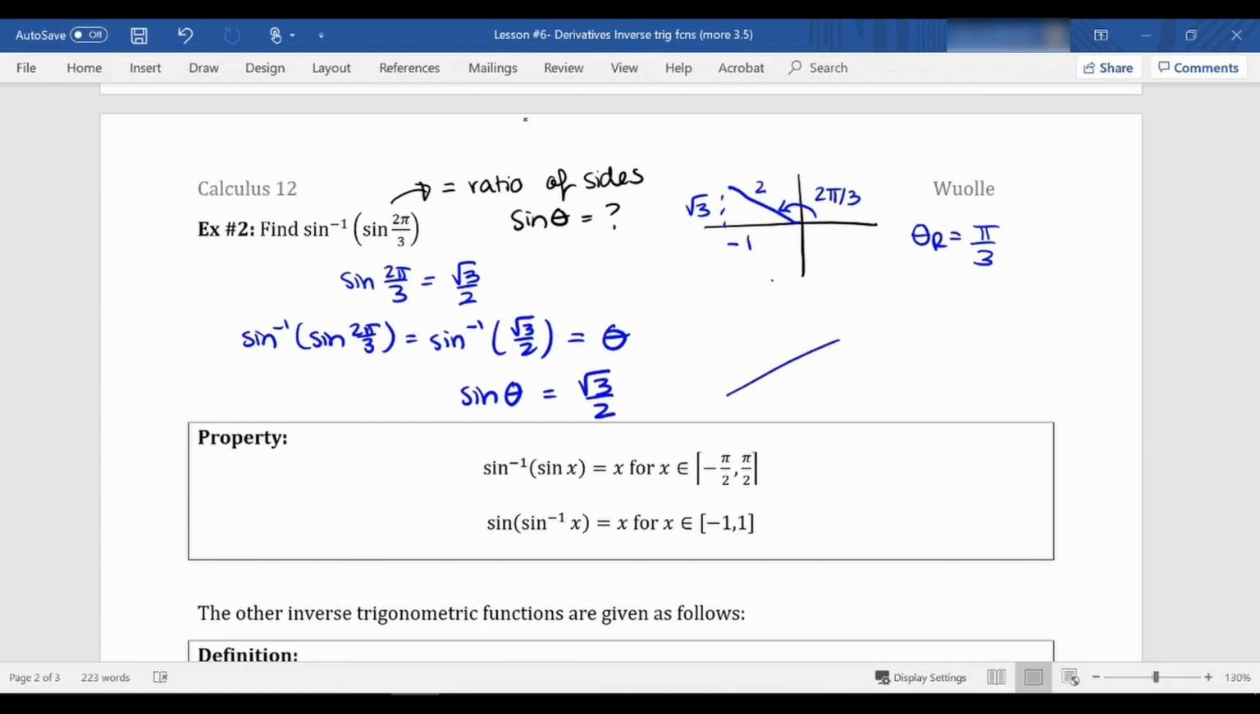And again, if I think about a triangle and I've got an angle in that corner, my opposite therefore is root 3, my hypotenuse is 2, and my other side would be 1. And this means that theta would be pi over 3. Okay. So in other words, theta equals pi over 3.